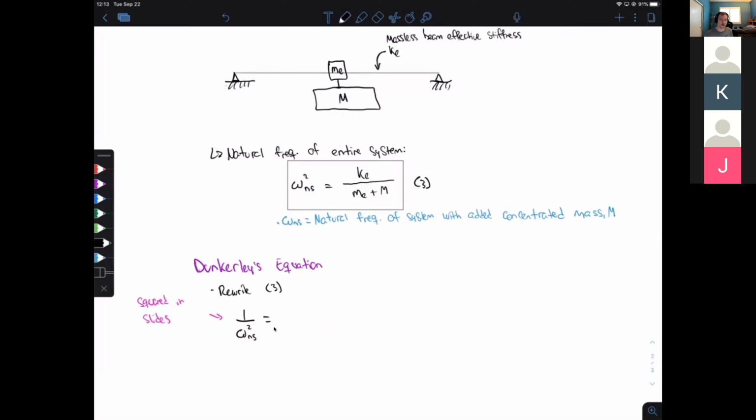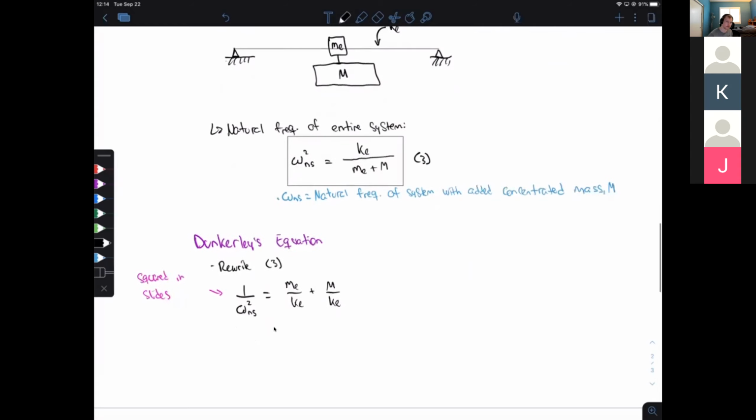Okay, so we have 1 divided by omega ns squared, and that'll be equal to m sub e divided by k sub e plus M divided by k sub e. So we kind of just took the reciprocal of what we had in equation 3. And we have individual terms now as well.